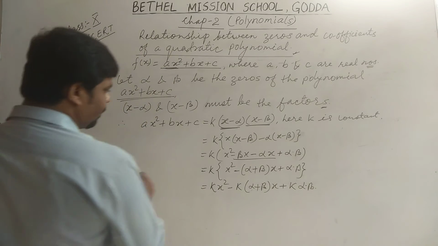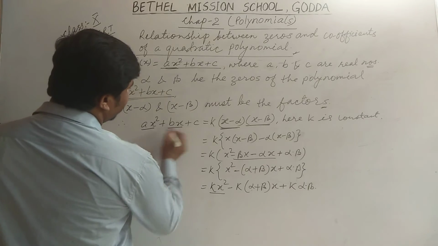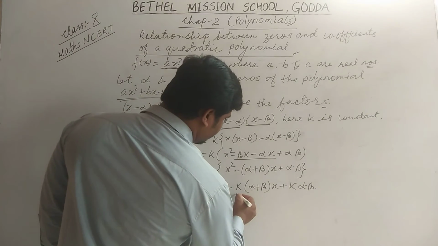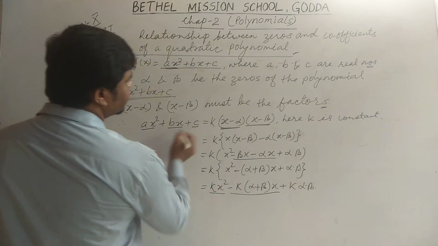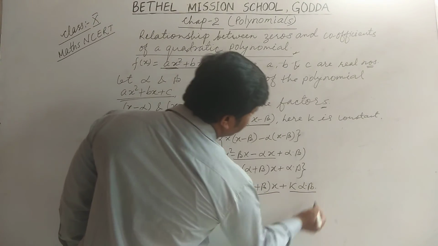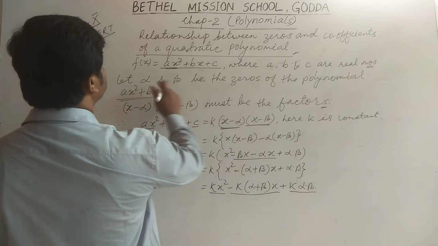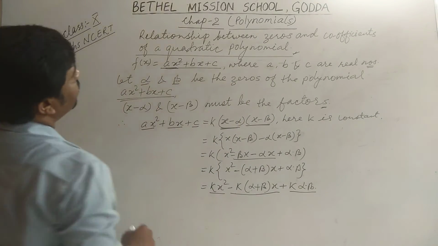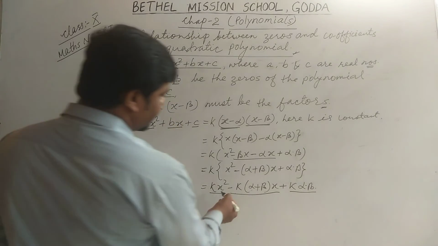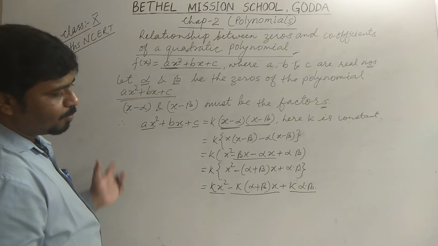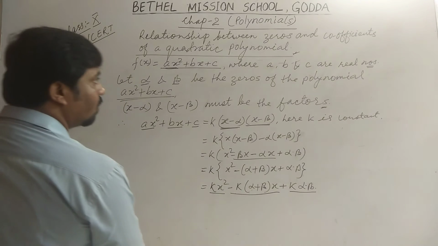Now you can see ax square, kx square, bx, k into alpha plus beta x, and c is the constant part, and this is alpha into beta constant part, because alpha and beta are the zeros. We have supposed alpha and beta to be the zeros of this polynomial, so these two are real numbers. Now we'll compare both sides with the like terms.